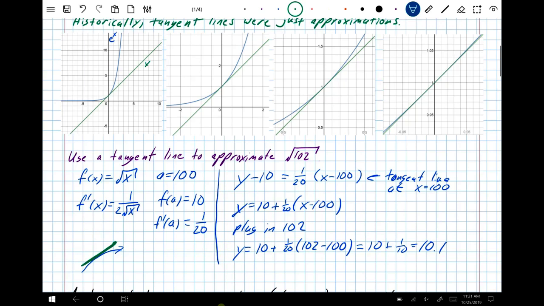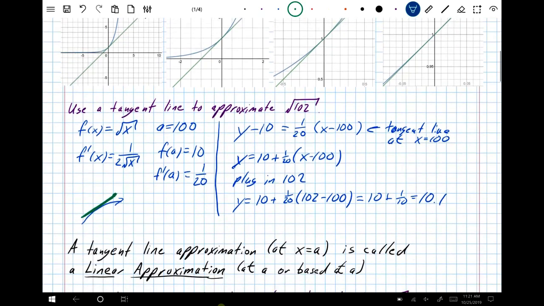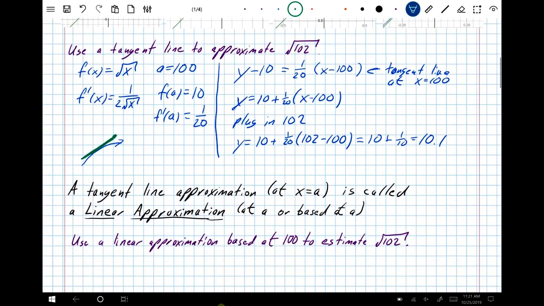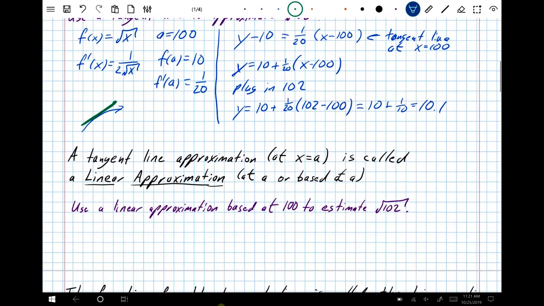Brilliant. Not so bad. Maybe we should formalize this. Maybe I should actually try to give this some words and a formula in there too. So a tangent line approximation at x equals a, sometimes it's called based at x equals a, is called a linear approximation at or based at a. So if you're using a tangent line, sometimes people will just say a tangent line approximation, but linear approximation, we're approximating with a line. So bit of terminology there, gets used a lot.